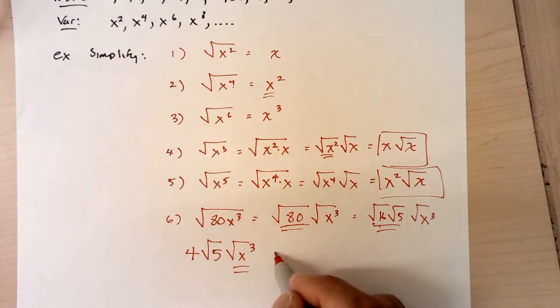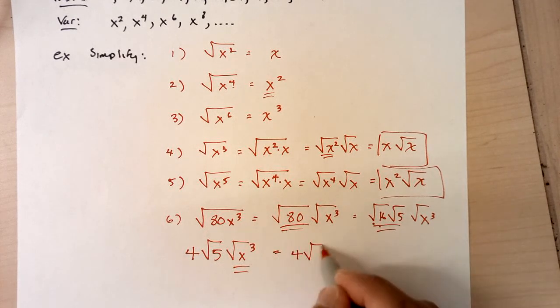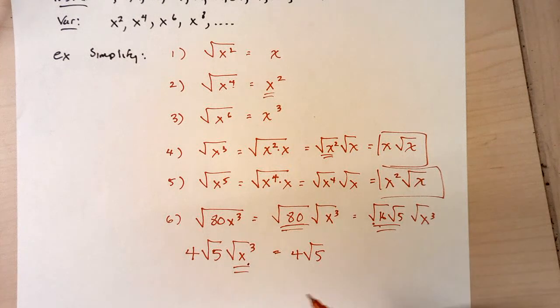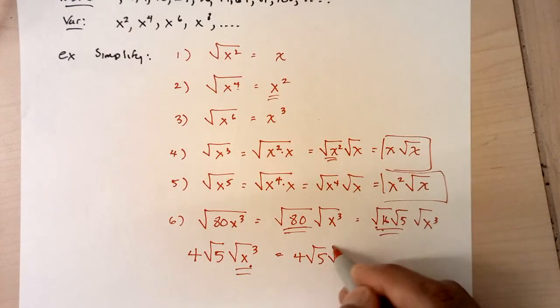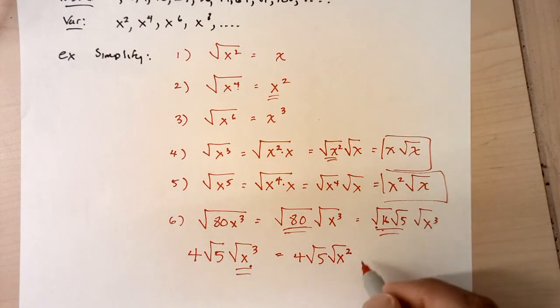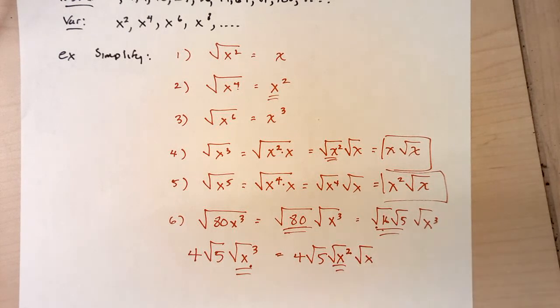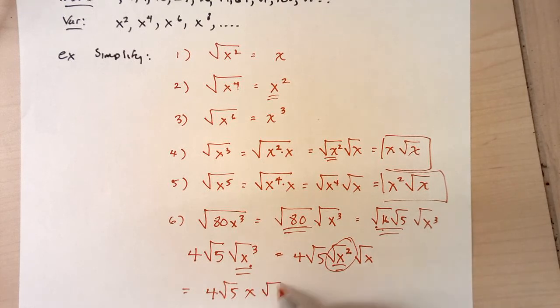So what I just underlined right there, I'm going to simplify it. We still have 4 square root of 5. Square root of x cubed, I already did all the work up here. It's the square root of x to the second times the square root of x. This part right here, what I'm underlining, can be simplified. Maybe you write it like this first. 4 square root of 5. Once you take the square root of x squared, it's just x and then square root of x.